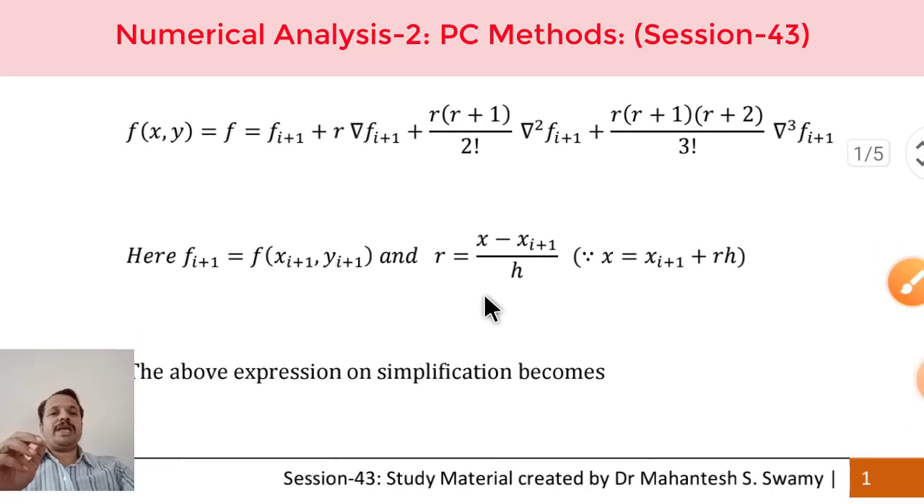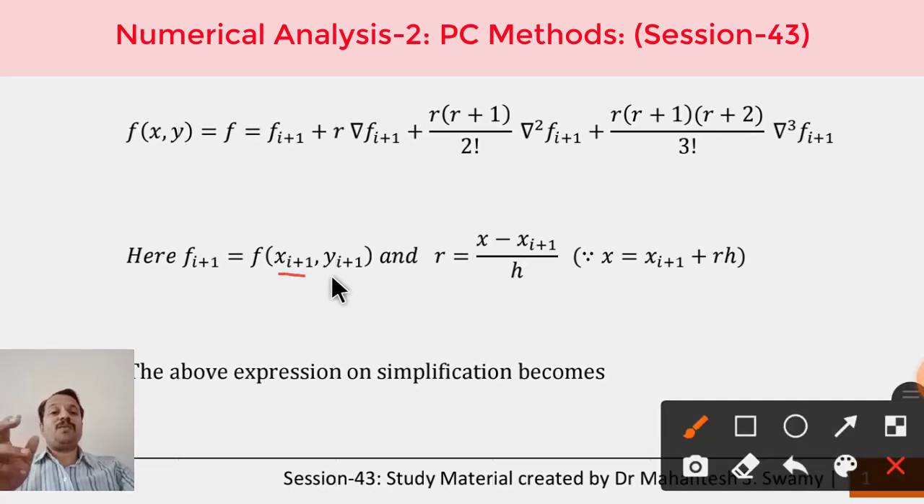Now in this formula, again, what are the things? Fi plus 1 means f at xi plus 1, comma yi plus 1. That's what I am saying over here. This yi plus 1 is nothing but the predicted value that we will take in the first step. I will speak about that later on. Okay, now what is r? R actually is to be obtained from this expression.